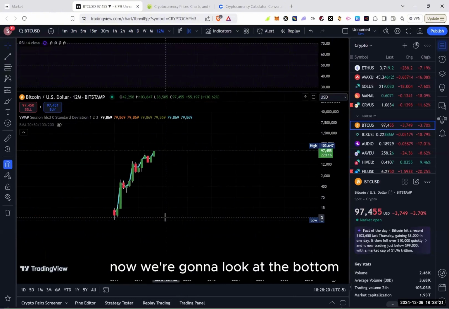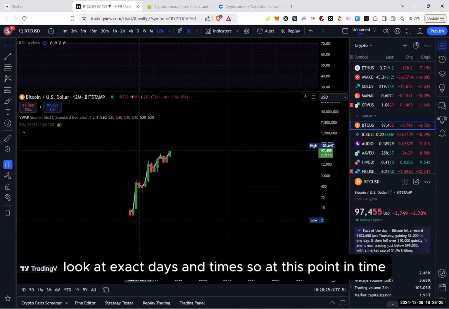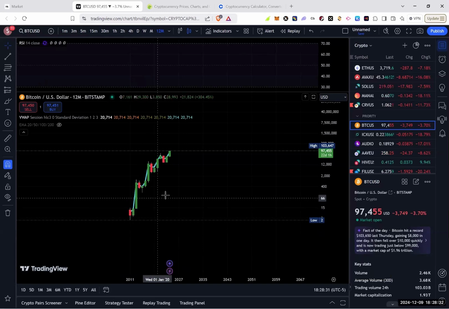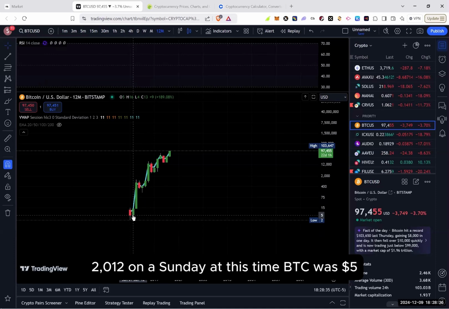Now we're gonna look at the bottom. The bottom is what's important because we can go back and look at exact days and times. So at this point in time, BTC, this was January 1st, 2012, on a Sunday. At this time, BTC was $5.